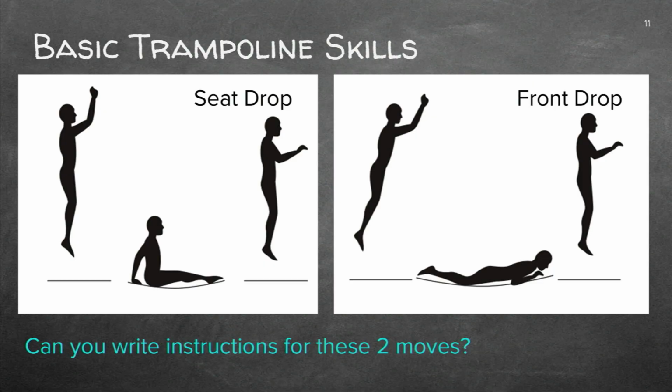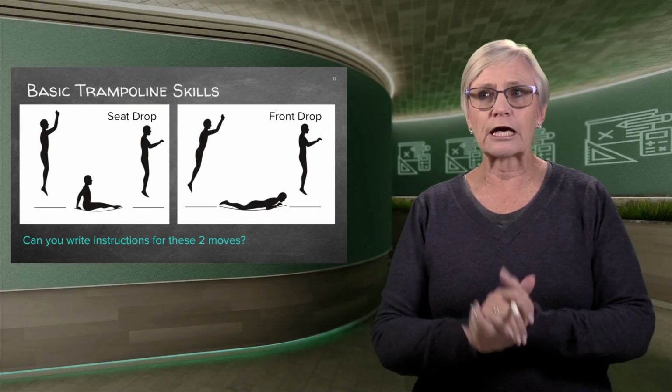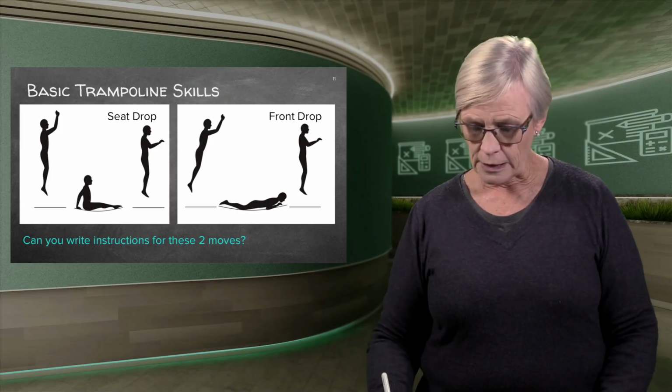You would have written these instructions down. You would have said, okay, my seat drop, I'm going to stand, I'm going to take a jump, I'm going to flop down onto my bottom with my legs extended out, and then I'm going to pop up again. And for my front drop, you would have had 3 steps again. I'm going to jump up at an angle, I'm going to fall onto my tummy, and then I'm going to jump up to a standing position again. Those are the instructions you would be writing down for these two. Let's see how we did.